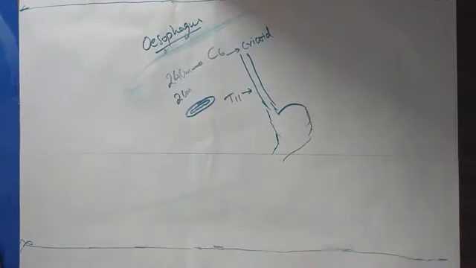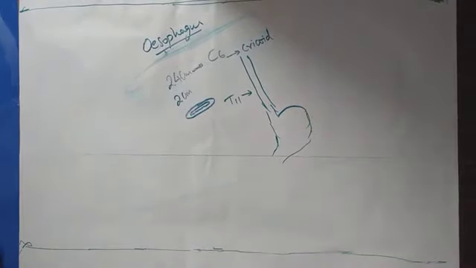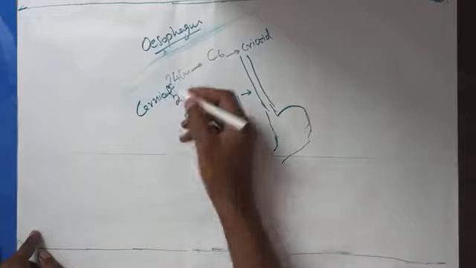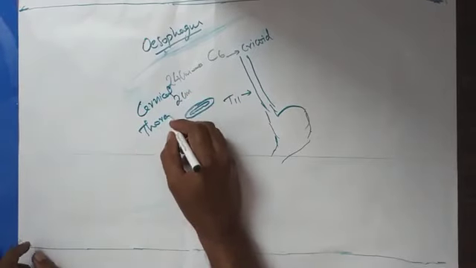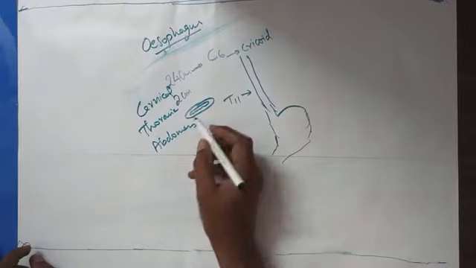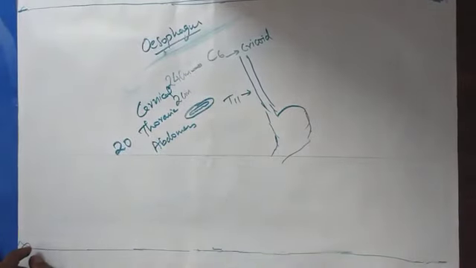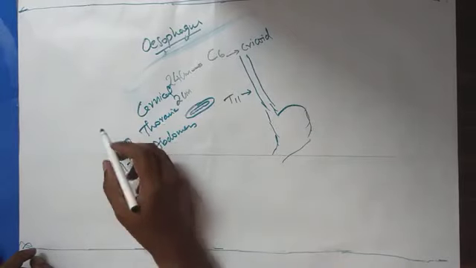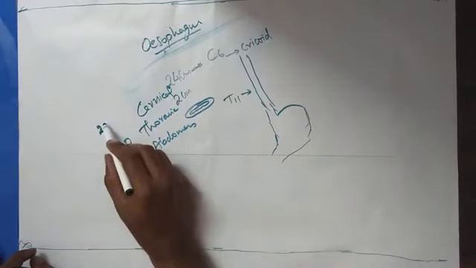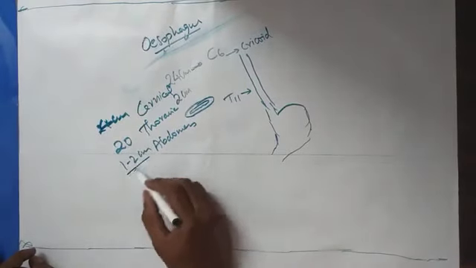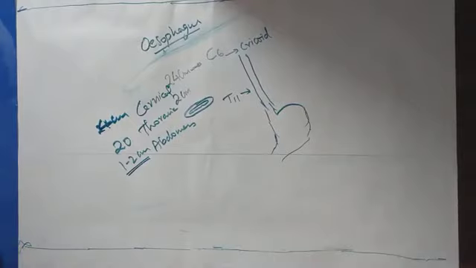So what are the different parts you can see here? One is the cervical part, thoracic part, and the abdominal part. So out of this, the thoracic part is the longest. It's approximately 20 centimeters. Abdomen is 1 to 2 centimeters, and the cervical will be mostly around 4 centimeters. So the smallest one is your abdominal part. So these are the parts of it.